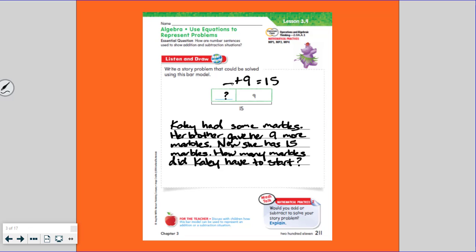So to find a missing addition number in a problem, I have to subtract. I have to go 15 minus 9 is going to equal the missing number. So I have to use the opposite of addition, which is subtraction, to solve.